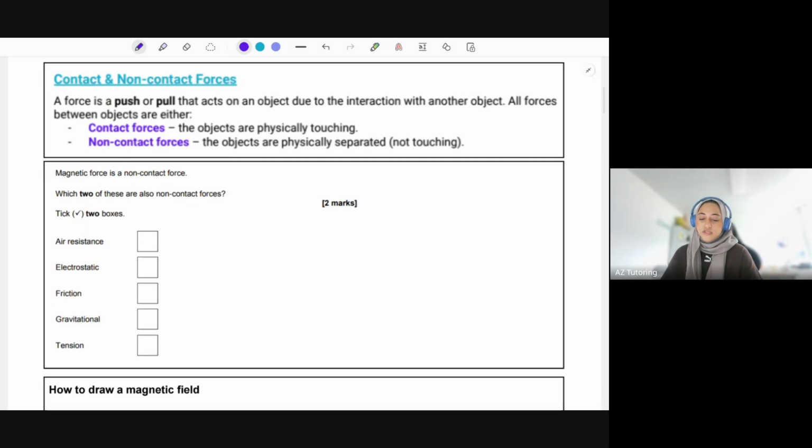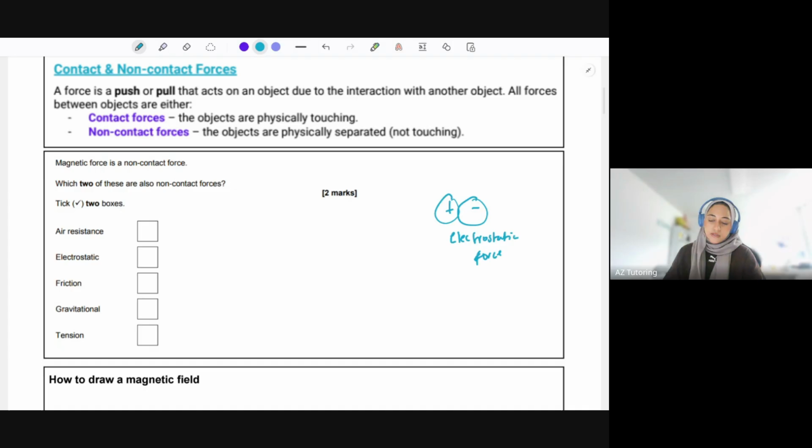And non-contact forces are where the objects are physically separated. So going back to chemistry, imagine with ionic bonding, you've got a positive ion touching a negative ion. So they are attracted to each other. There's a force, and that force is called an electrostatic force. But because it's atoms and it's essentially the fact that it's a positive charge and a negative charge, we call this a non-contact force. So just keep that in mind.